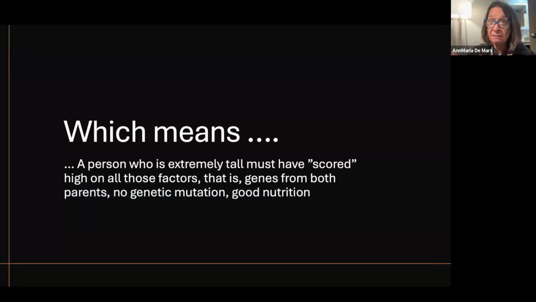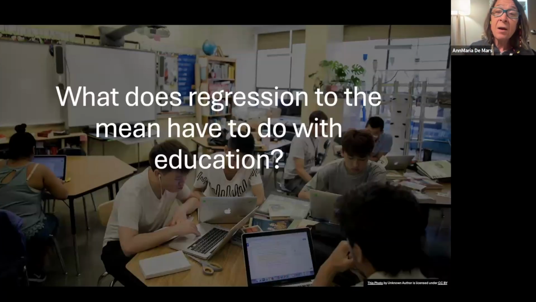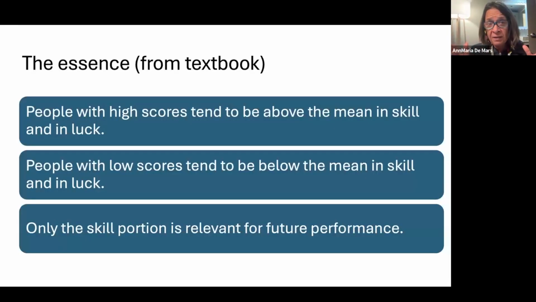That is, they got the genes for greater height from both parents, they didn't have any genetic mutation, they had good nutrition throughout pregnancy, in utero, and throughout childhood, and they didn't have any severe illnesses that would have impacted them in childhood. Now, what does this regression to the mean have to do with education? It's kind of a ubiquitous factor, regression to the mean.